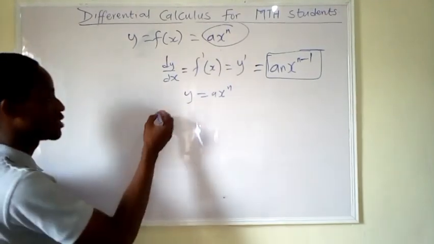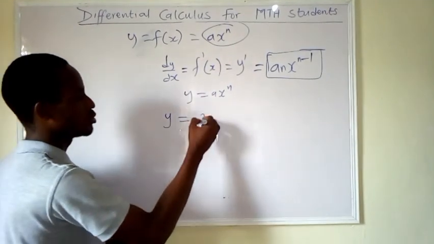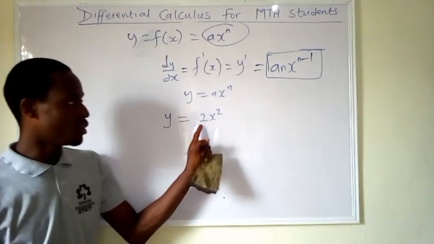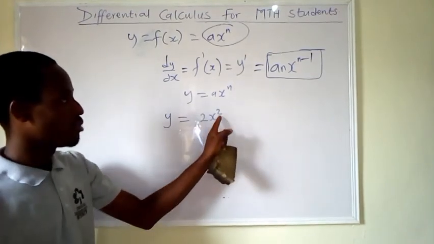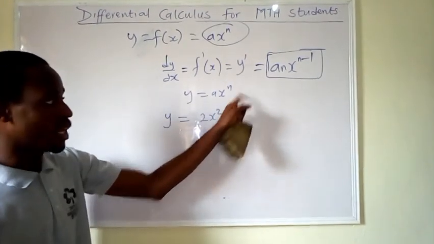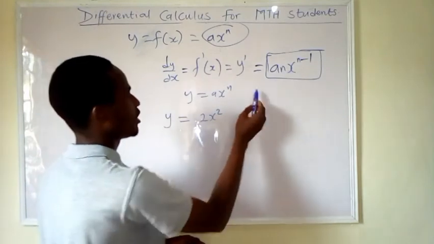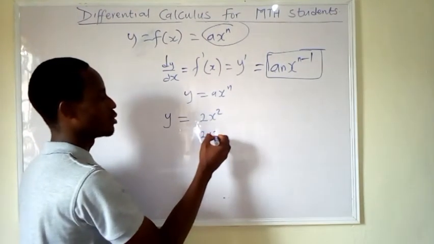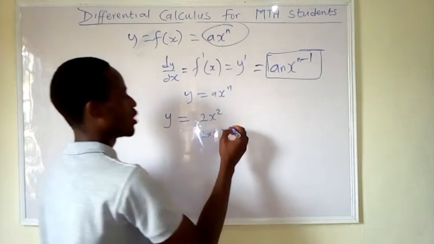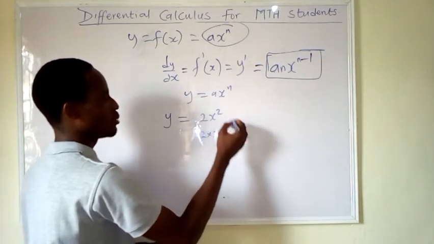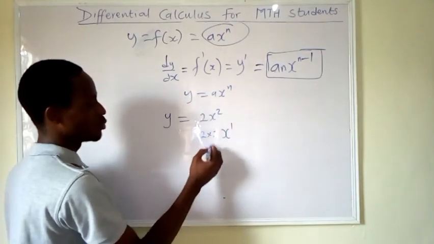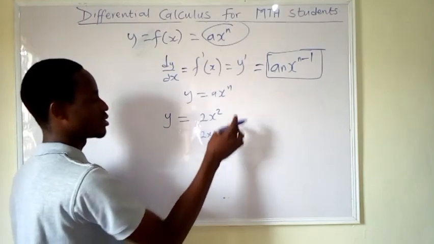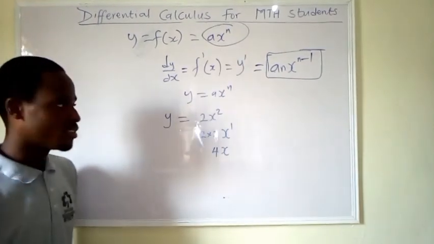So if I have y equals 2x squared, the 2 here is the a, and the power, which is the square here, is the n. So according to the formula, if I say 2 times n, that will be 2 times 2. Then x raised to the power n minus 1, that is 2 minus 1, that is 1. So which implies that we have 4x. And that is very simple.